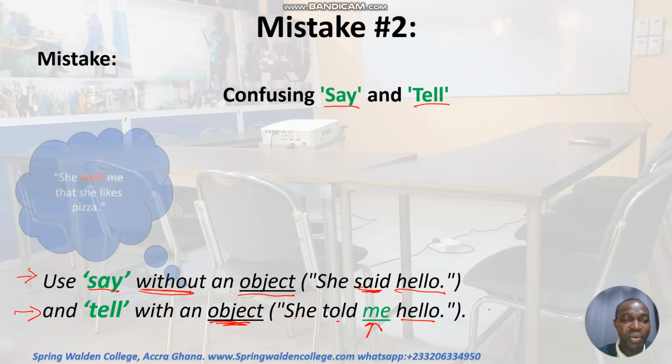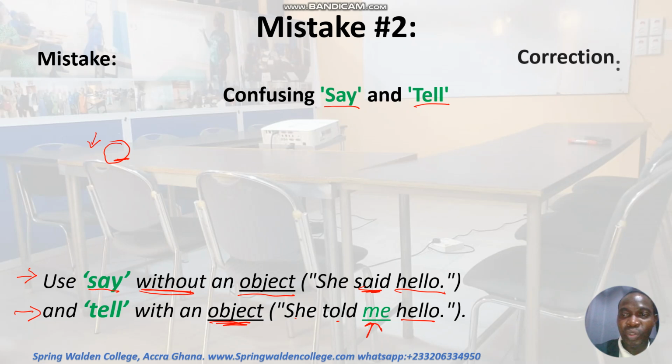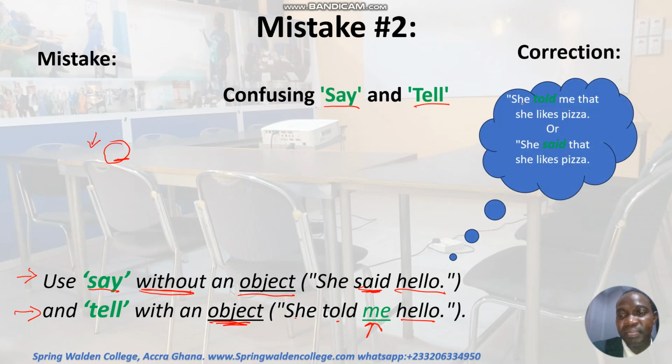Now, if somebody says she said me that she likes pizza, you have to tell the person that we've said we don't use me. We don't use an object. It's not correct. So the correct expression is she told me, the object, that she likes pizza, or she said that she likes pizza without no object. So that's it. It's simple. Just pay attention to your constructions.